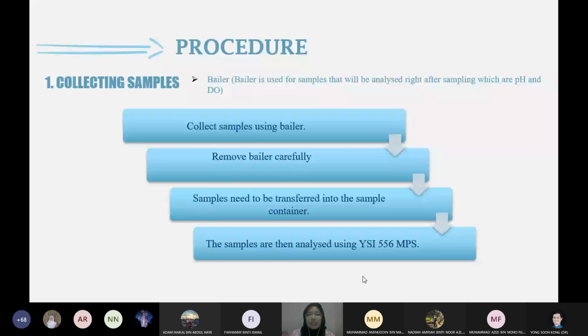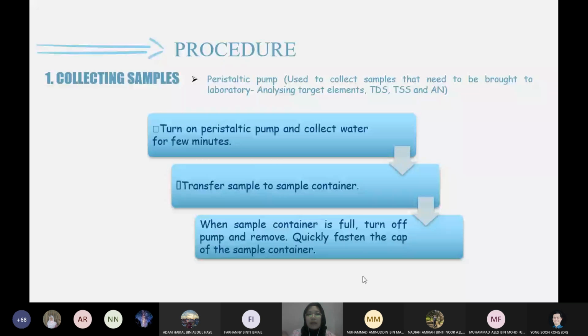Next slide is by using peristaltic pump. It is used to collect samples that need to be brought to laboratory, where the samples will be analyzed for target element, TDS, TSS, and AN. So firstly, turn on peristaltic pump and collect water for a few minutes. Transfer sample to sample container, and when sample container is full, turn off pump, remove, and quickly fasten the cap of the sample container. Next slide.